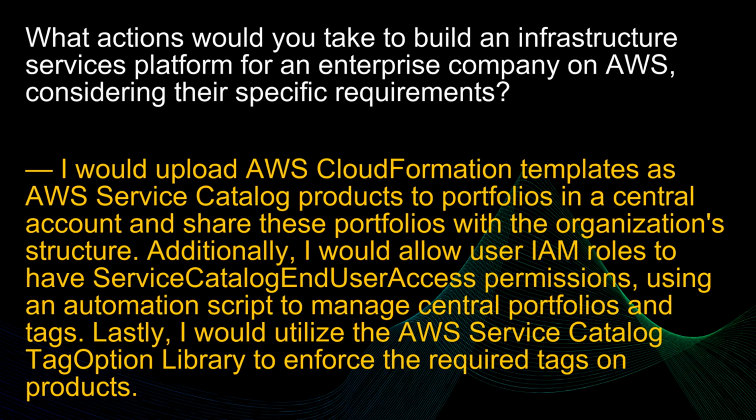What actions would you take to build an infrastructure services platform for an enterprise company on AWS, considering their specific requirements? I would upload AWS CloudFormation templates as AWS Service Catalog products to portfolios in a central account and share these portfolios with the organization's structure. Additionally, I would allow user IAM roles to have Service Catalog end-user access permissions using an automation script to manage central portfolios and tags. Lastly, I would utilize the AWS Service Catalog TagOption library to enforce the required tags on products.